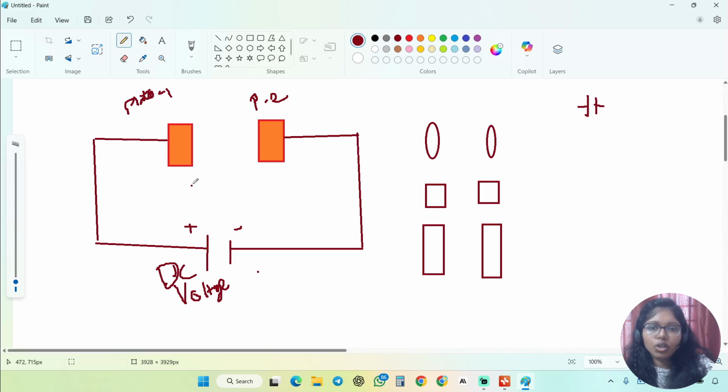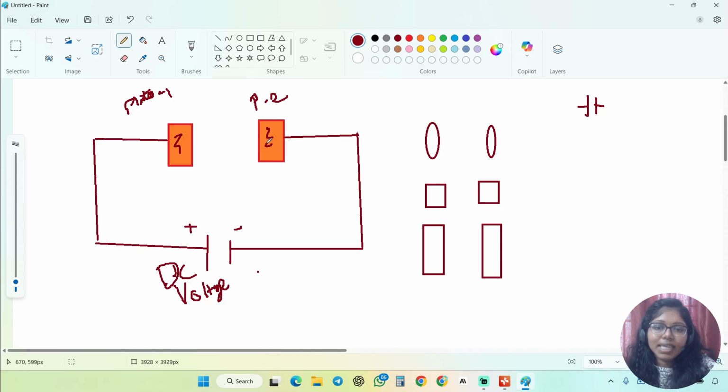And what is actually going to happen? Definitely, whenever we give some voltage, how does it actually perform? That's what we are going to discuss. Whenever I give some power supply to these metal plates, the two are the same, because they are metal plates. They are conducting material.